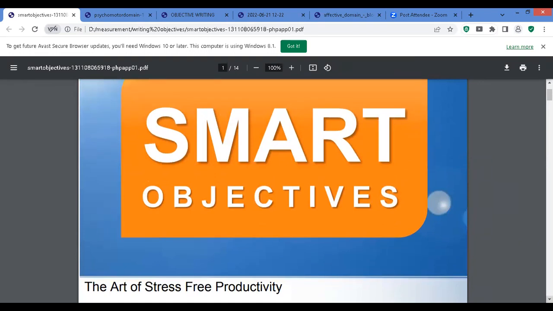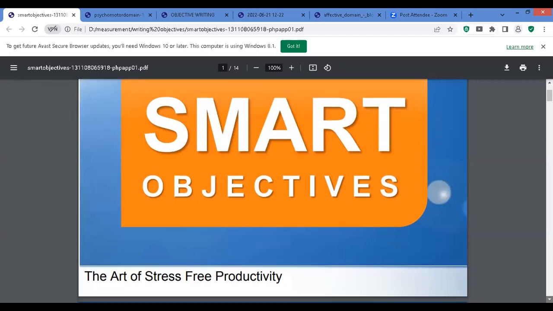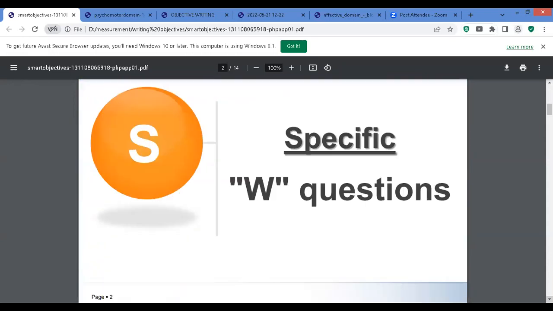Right? S stands for specific, so you want to be specific. Specific questions. What do I want to accomplish? In my words, what am I going to teach my students? What do I want to teach my students? What do I want to accomplish?